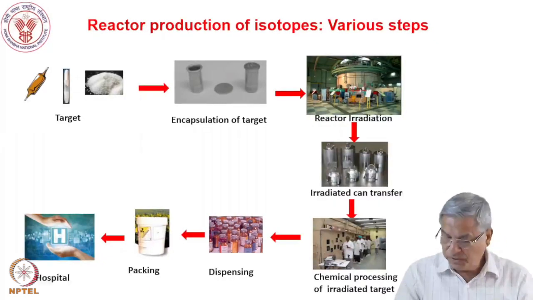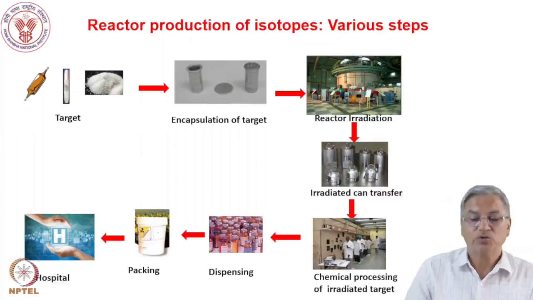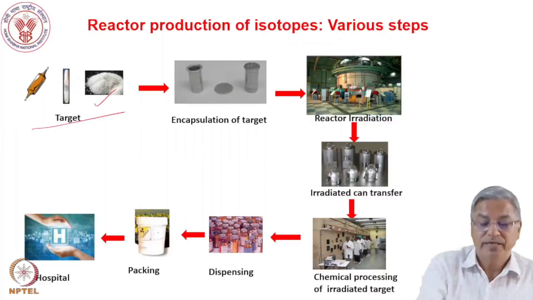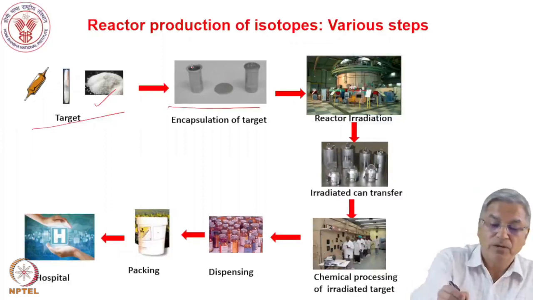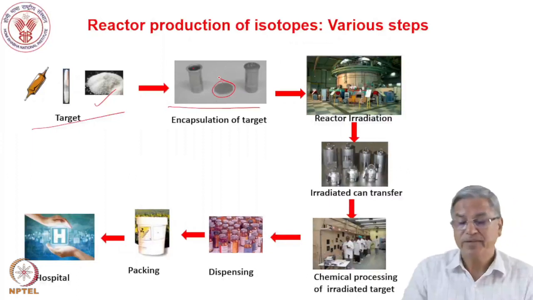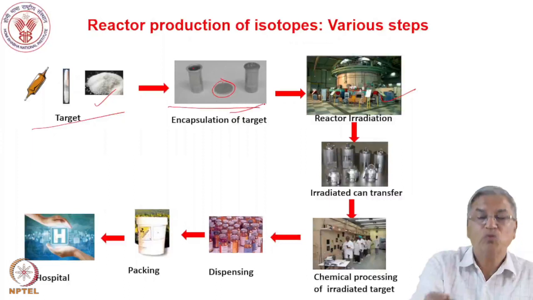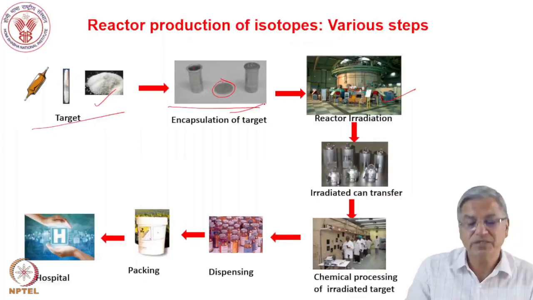This is a complete sequence of radioisotope production. You have the targets, you can have powder, you can put them in the tube, and then seal in these cans, aluminum cans. You fill the powder into this one, and then you can put a cap, you can do welding, and irradiate in the reactor. This has to go through a quality check so that it does not leak.